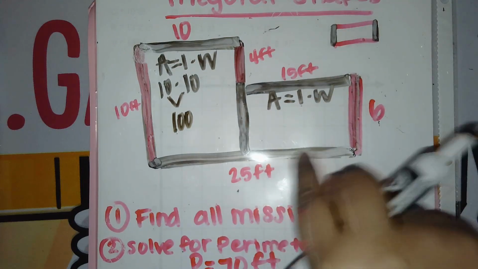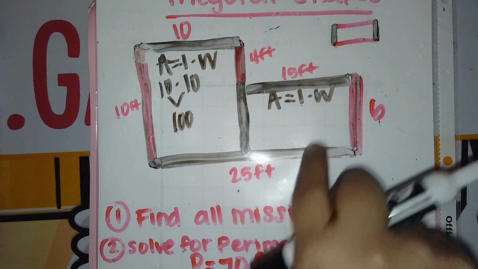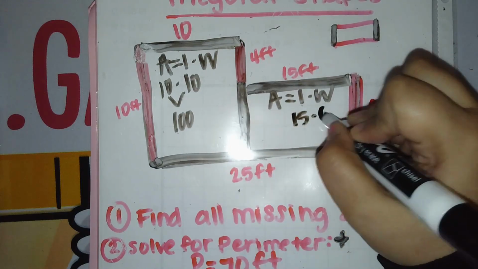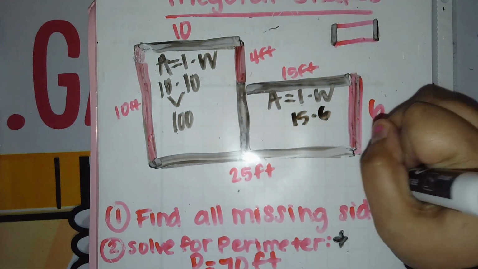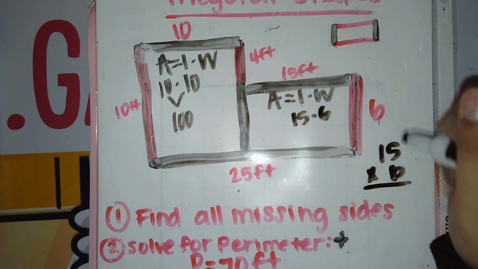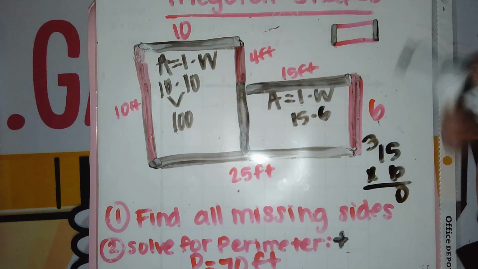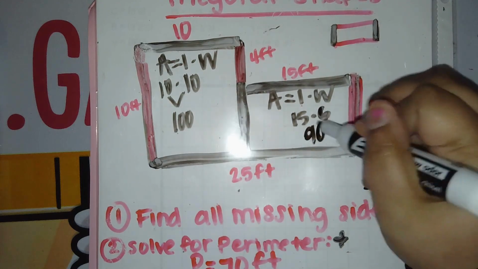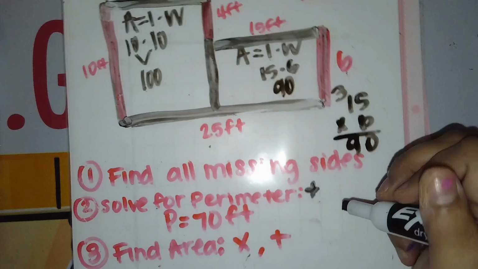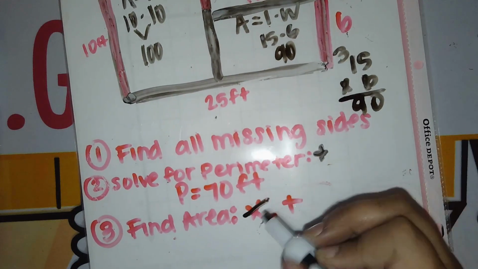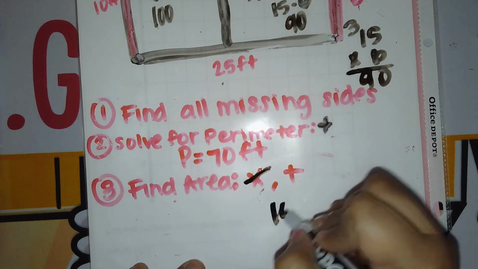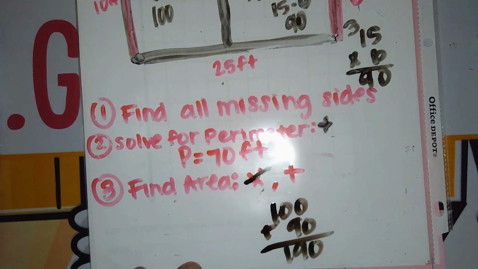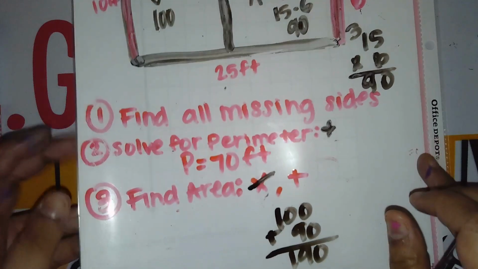For this one, again, we can't use 25 because it's in both of them. So the only ones that go with this rectangle are 15 and 6. So we're going to do 15 times 6. 5 times 6 is 30. And then 6 times 1 is 6, plus 3 more is 90. So now that we multiplied, that's done. Now I have to add both areas. So 100 plus 90 gives me 190. All right, so that's how you do that one.